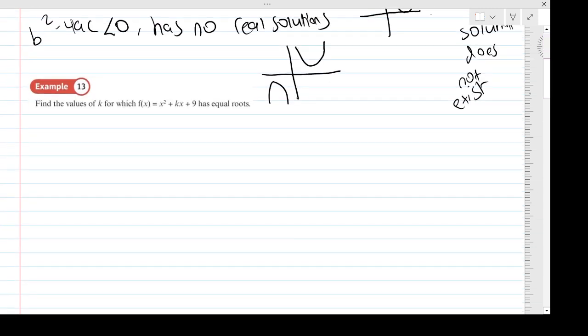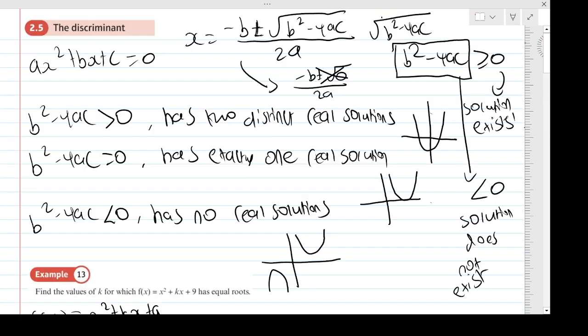First of all, it's asking us to find the values of k for which f of x is x squared plus kx plus 9 has equal roots. When the roots are equal, that basically means there is only one solution. If you have two roots that are equal, the only way that can happen is if the square root is 0, because plus or minus 0 is still the same thing. But if we have plus or minus, say, 0.01, plus 0.01 is not the same as minus 0.01.